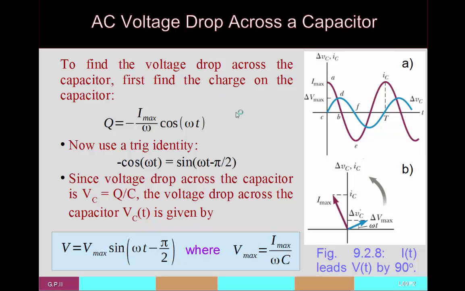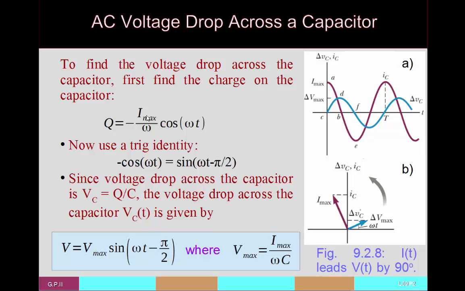If you want to figure out what the voltage drop across the capacitor is, you first have to find the charge that's on the capacitor. That charge will have an equation of the form Q equals negative I max over omega cosine omega t. Omega is, again, the angular frequency of your current signal. So this is the form of the charge buildup on each of the two plates of the capacitor.